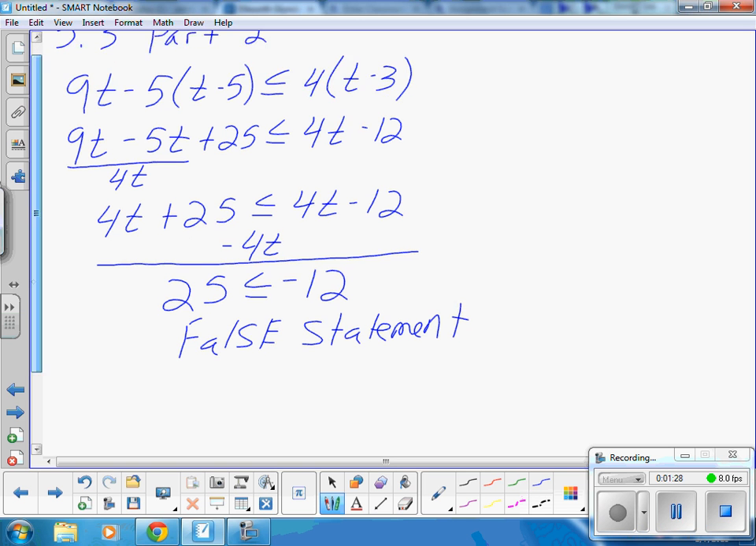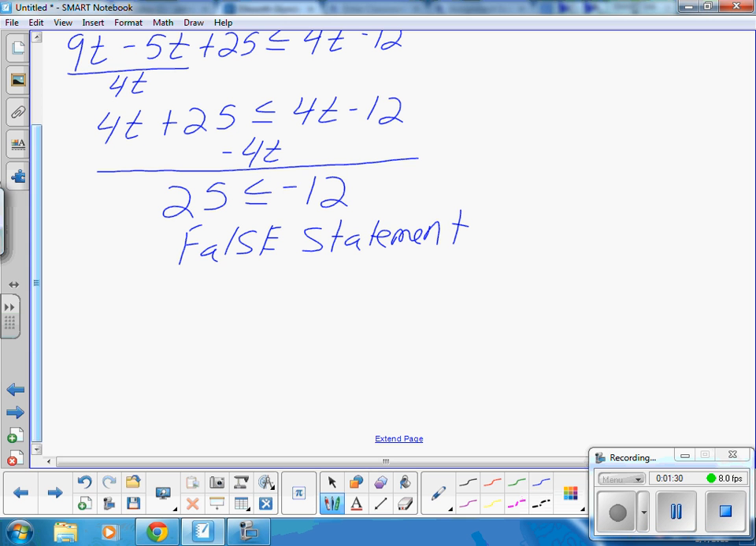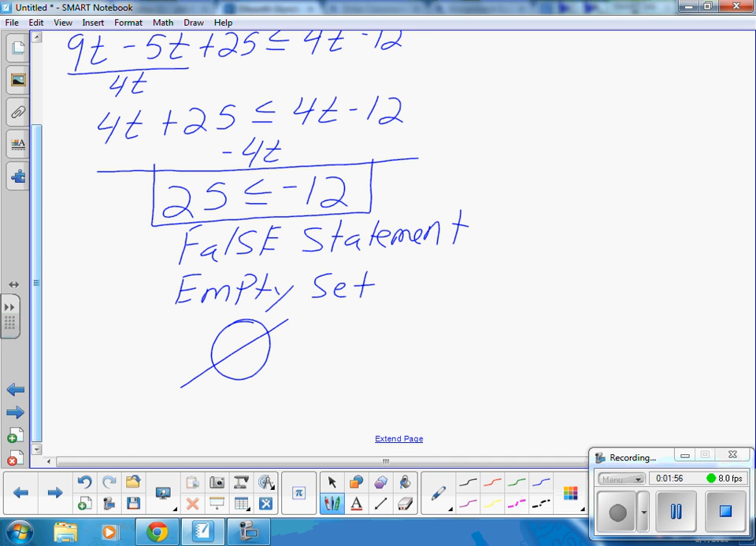And when you get a false statement, that means there is no solution. It's called empty set, meaning there is no solution. And that is the symbol for empty set. That is not a zero. That is a zero with a line through it, meaning the empty set. Okay, that's one scenario when you have inequalities, where it comes down to a statement that is false, and when the statement is false, we get an empty set.